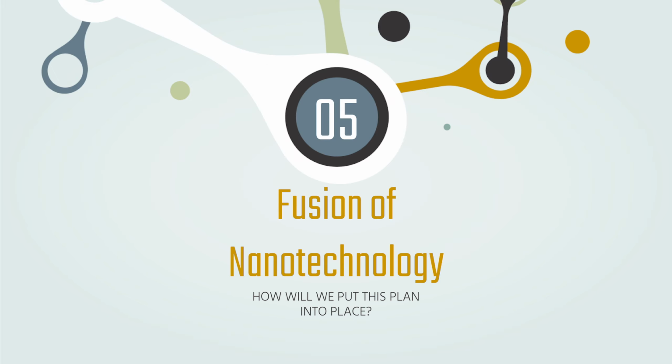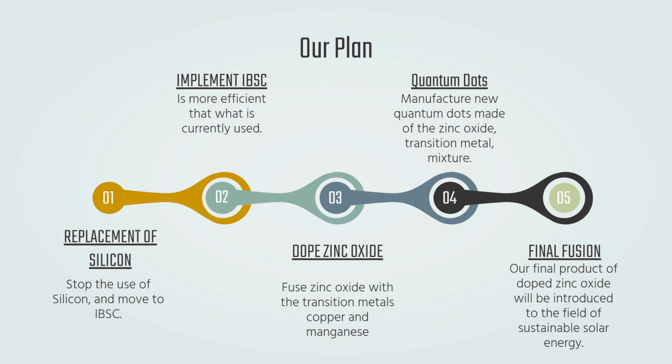Fusion of nanotechnology. Our first step would be the replacement of silicon. The current method of controlling the band gap is the use of silicon as a semiconductor for the electrons. However, this is not efficient at all. Our second step would be the implementation of IBSCs. This is a form of nanotechnology which is a more efficient method of closing the band gap than the current method using silicon.